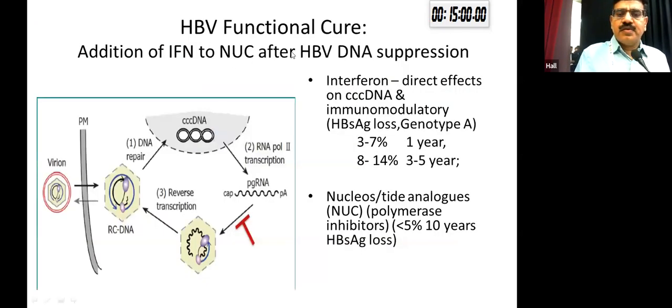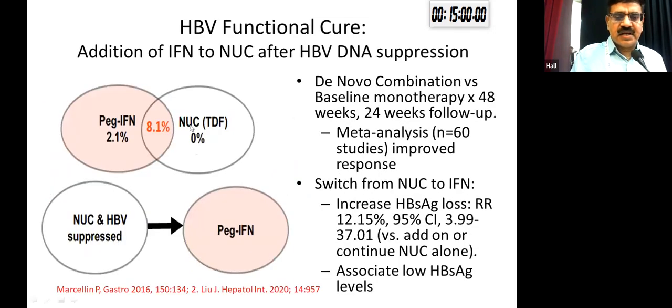The interferon and nuke addition, because those both have different mechanisms of action, adding interferon to nuke will be complementary, and stimulating the immune system will kill the virus better. So the options are, you give a de novo combination. The de novo combination gives a little better response compared to monotherapy with interferon, but the best is you give nuke in HBV-suppressed patients and then you switch to PEG interferon. The response of HBsAg loss is much better when you switch therapy.